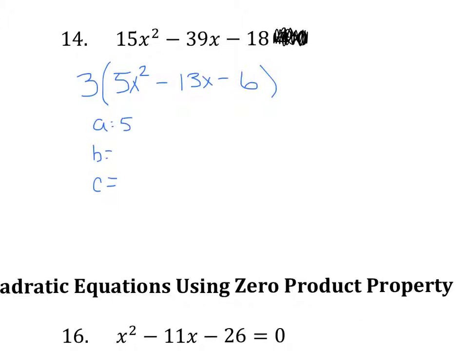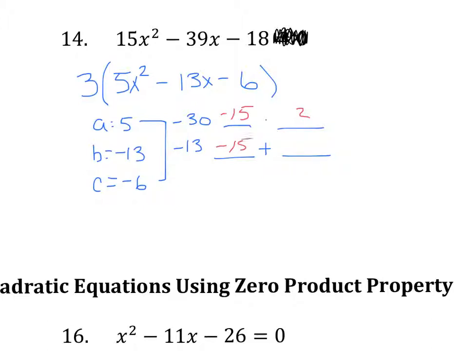A is 5, B is negative 13, and C is negative 6. So that when I do A times C, I get negative 30, and then negative 13 is my B. When finding two numbers that multiply to be negative 30 and add to be negative 13, you'll find that the answer is negative 15 and 2. Okay, negative 15 times 2 is negative 30, and negative 15 plus 2 is negative 13.